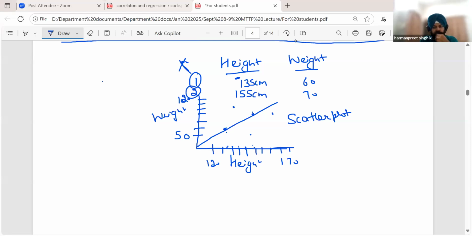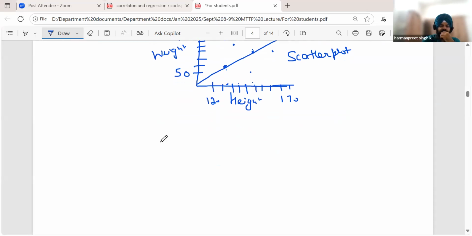Okay, thank you. So basically, while making this scatter plot, I'm taking height on the x-axis and weight on the y-axis. If most of the points lie on a straight line, then I can say these two variables are linearly related to each other. So covariance will tell you whether any relationship exists between two variables or not.